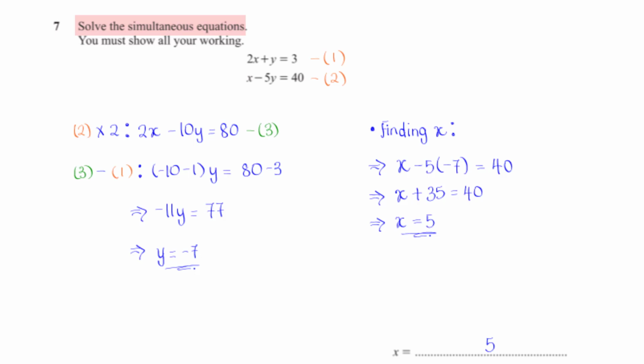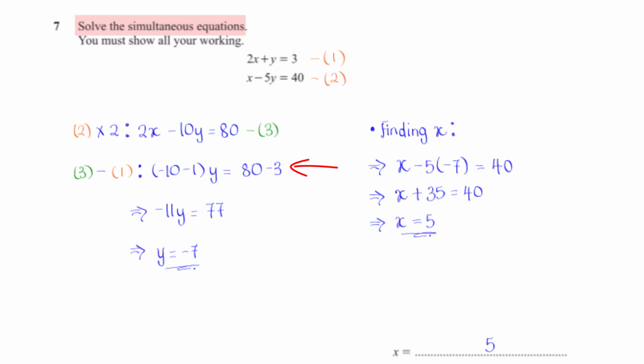To eliminate the variable x, since we have 2x in equation 1, we are going to try to have 2x in equation 2, and we can achieve that by multiplying through equation 2 by 2. And when we do that, we get 2x minus 10y equals 80, and we can label that as equation 3. And so now we can subtract equation 1 from equation 3.